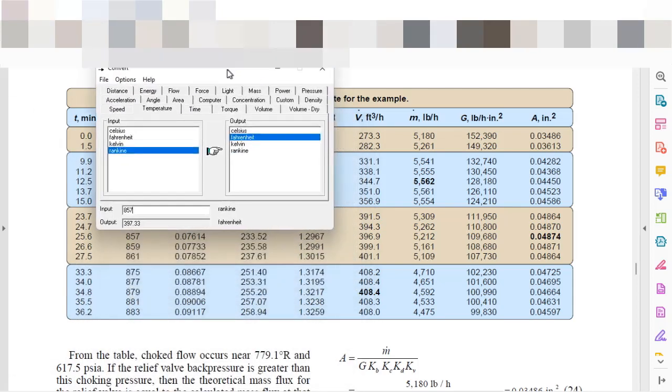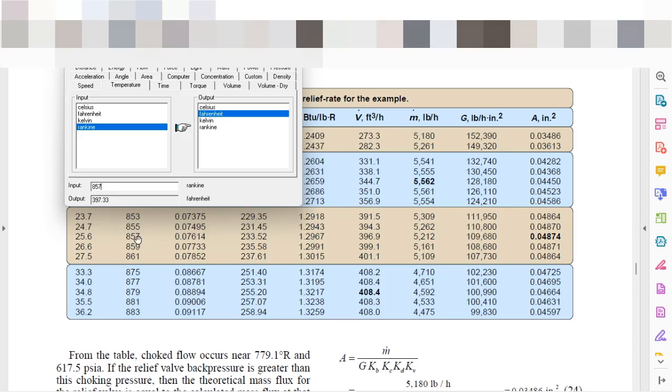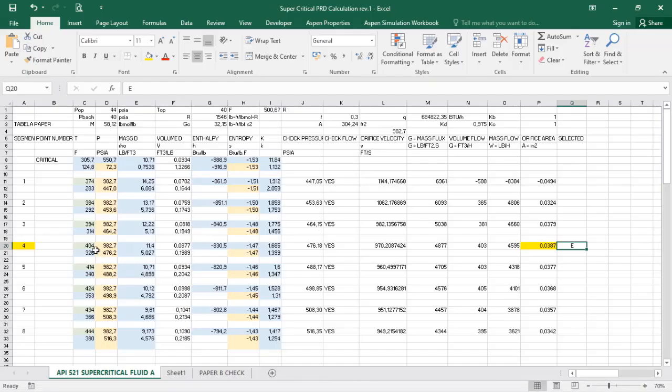We have here 857 Rankine, that represents 397 Fahrenheit. In our spreadsheet, we have 404 Fahrenheit of temperature. So they are very, very close, and the result is very, very close also.